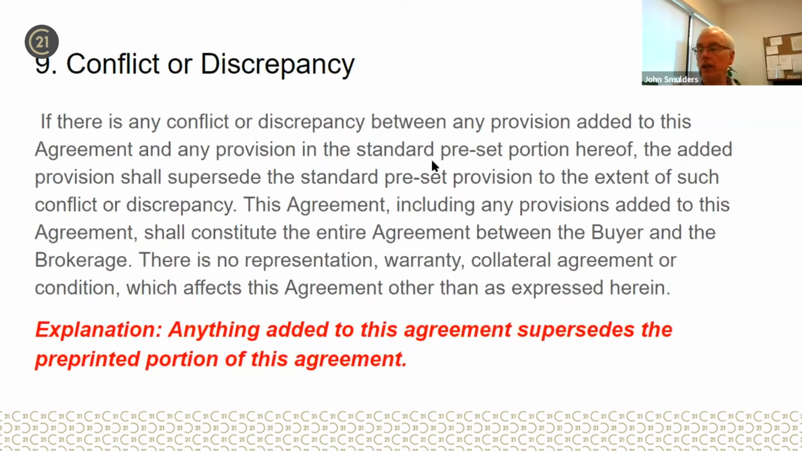Conflict or discrepancy. Anything added to this agreement supersedes the pre-printed portion of this agreement. So most buyer representation agreements do not have a Schedule A or B or whatever. Most don't. They're very, very rare that you have a schedule on a buyer representation agreement. But if you do, it's the same as the agreement of purchase and sale. Anything in a schedule overwrites the pre-printed portion of the agreement.